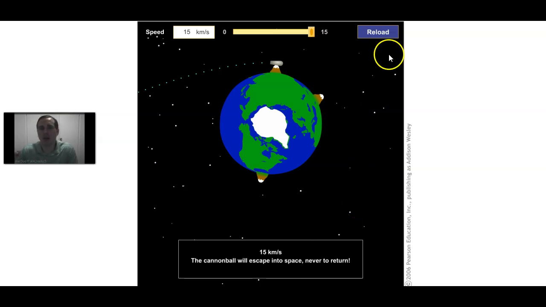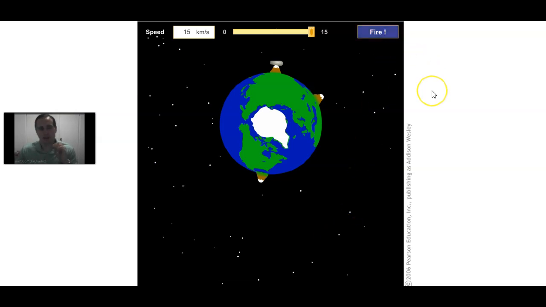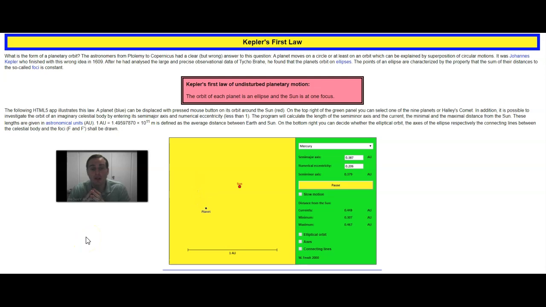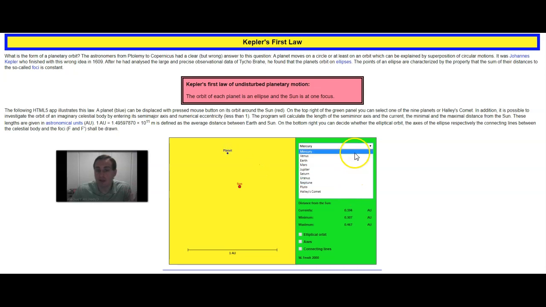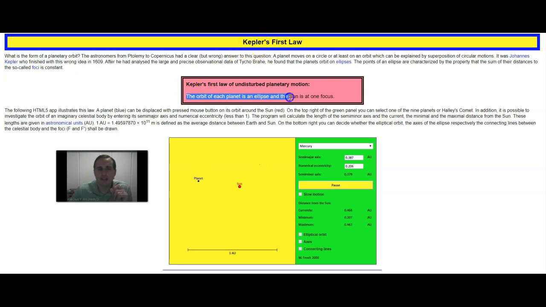Let's now try to understand these elliptical orbits for the planets. What I have shown here is a simulation by Professor Walter Fendt where I can select the various planets and one comet and look at how that planet orbits the Sun. Kepler's first law says the following: the orbit of each planet is an ellipse, and the Sun is at one focus.